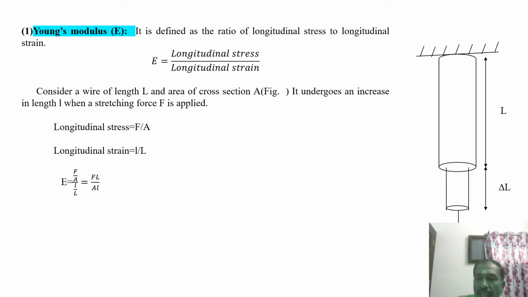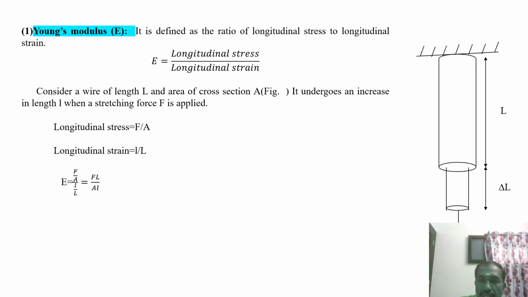The longitudinal stress applied to the wire: the force is the weight, W equal to mg. This weight is a force applied on the unit area. Therefore the stress is mg by A, or mg by pi r squared. And the longitudinal strain is the change in length over the original length.